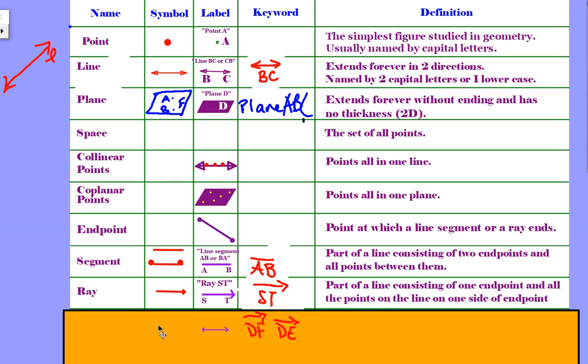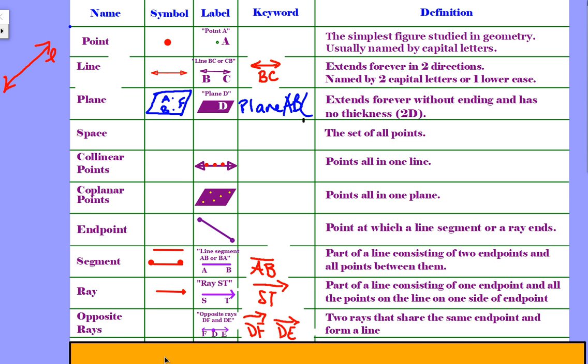And last but not least, our opposite rays. Opposite rays are just two rays that share the same endpoint to form a line. We would have ray DF and ray DE as being opposite rays, and you would classify them as DF and DE being opposite rays.